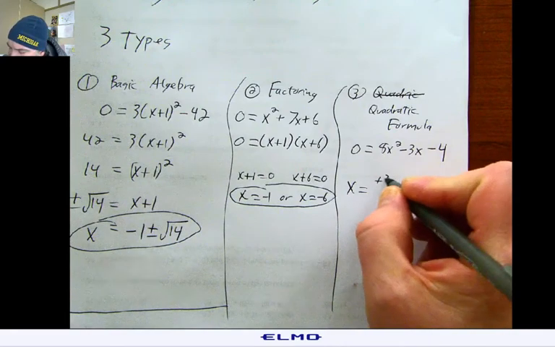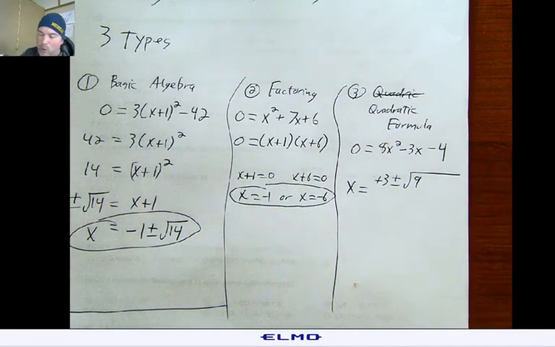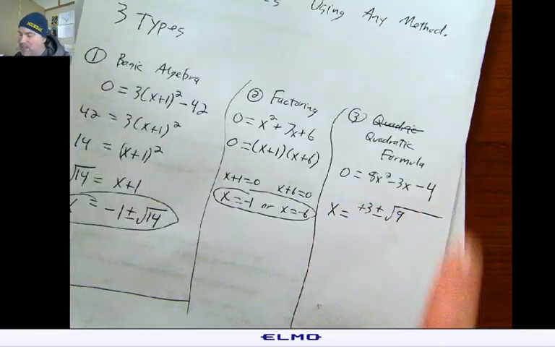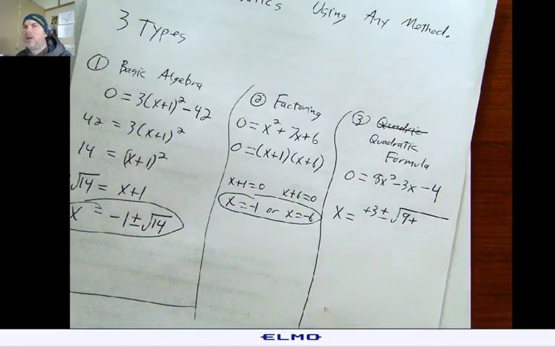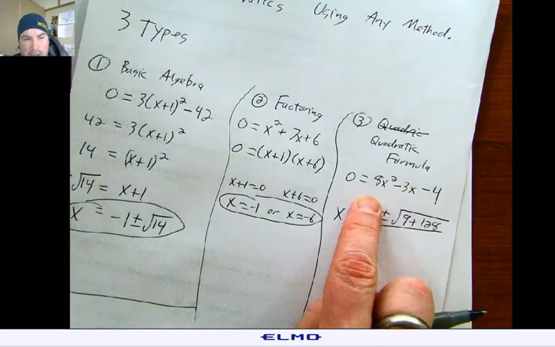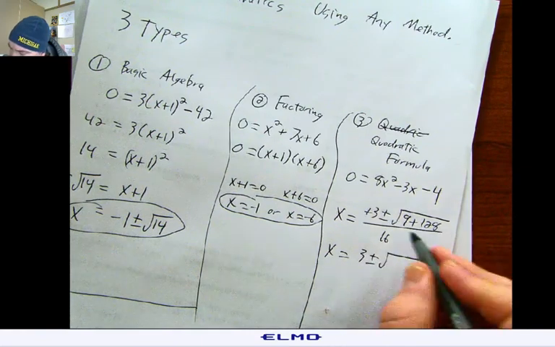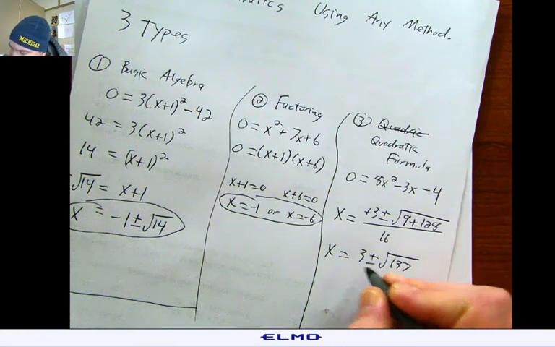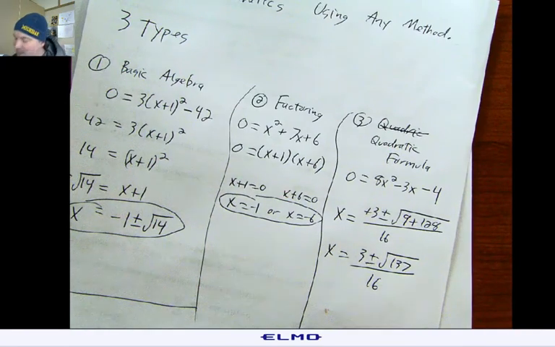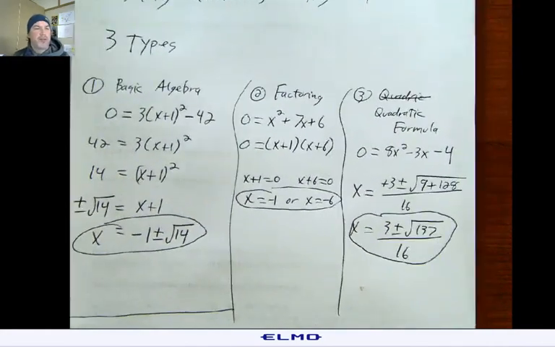Negative b, so positive 3, plus or minus the square root of b squared, 9, minus 4 times 8 times negative 4, which is positive 16 times 8. 16 times 8 is 128, all over 2 times a, which is 16. Here I end up with 3 plus or minus the square root of 137 all over 16. The square root of 137 cannot be simplified, and I'd actually be done there. So just using the quadratic formula.